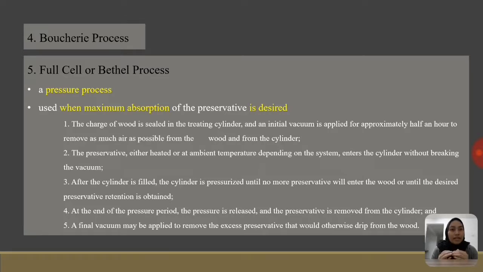The preservative, either heated or at ambient temperature, depending on the system, enters the cylinder without breaking the vacuum. After the cylinder is filled, it is pressurized until no more preservative will enter the wood or until the desired preservative retention is obtained. At the end of the pressure period, the pressure is released and the preservative is removed from the cylinder, and a final vacuum may be applied to remove the excess preservative that would otherwise drip from the wood.